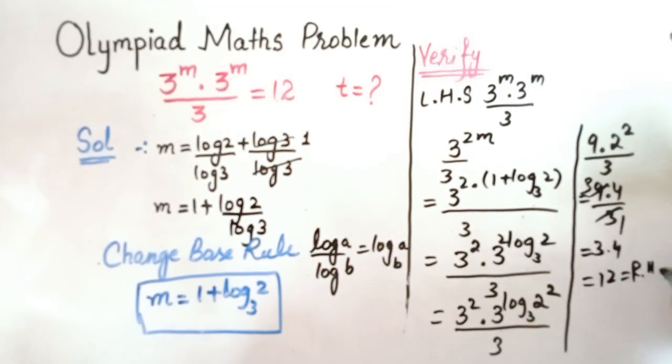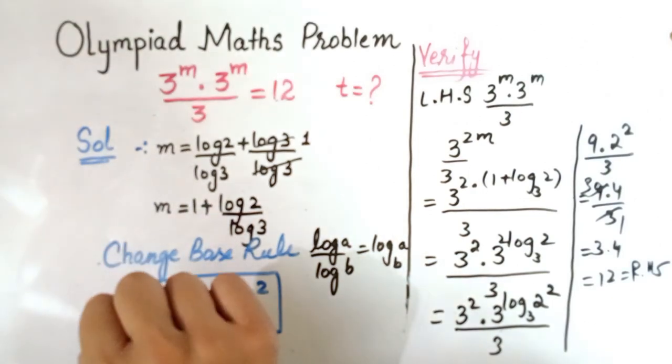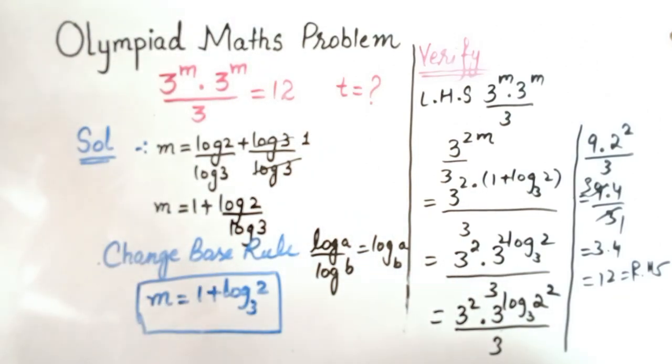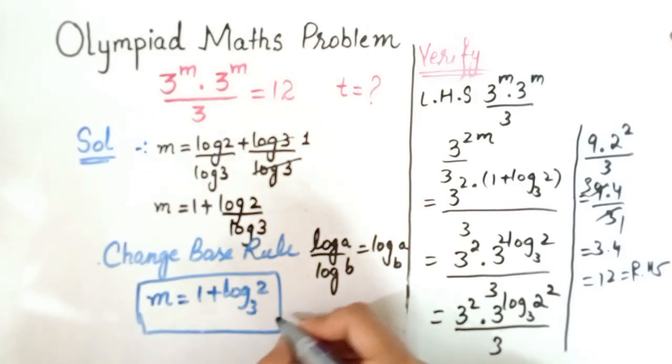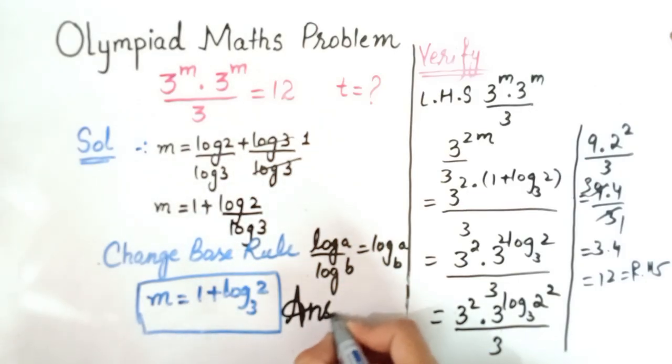That equals right hand side. So you can see how we did this. By solving the left hand side we get the right hand side. So this gives us that our solution is correct.